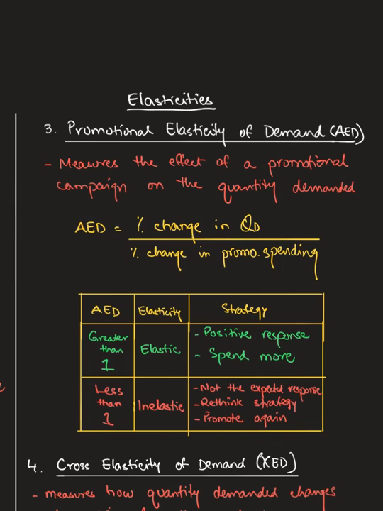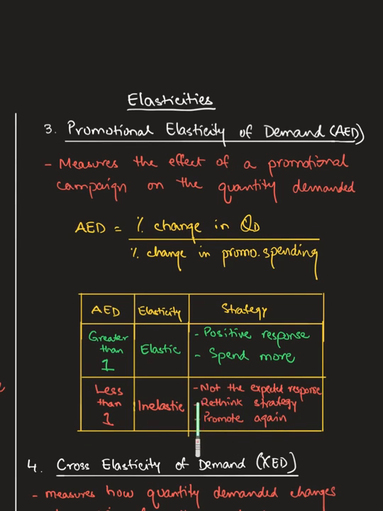When you plug this in, your number will either be greater than 1 or less than 1. If it's equal to 1, that means the change was equivalent, it's negligible. But if it's greater than 1, that means the response was quite good and you should spend more because people are buying more of your product as a result. If it's less than 1, that does not mean people have stopped buying, it simply means that the response was not what you were expecting.